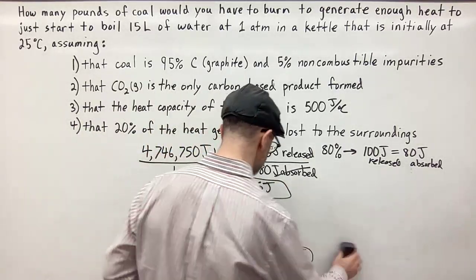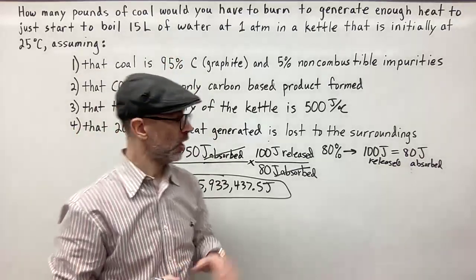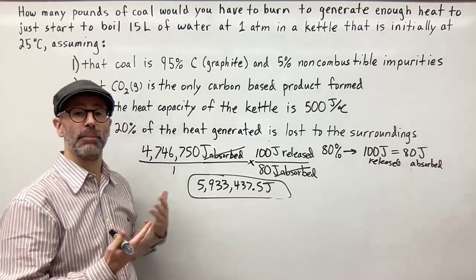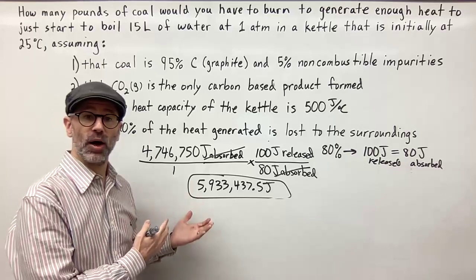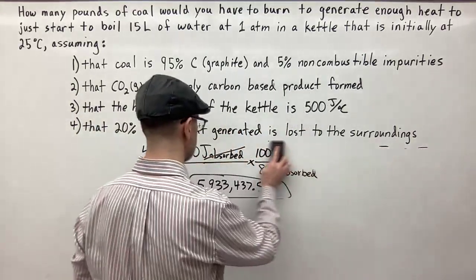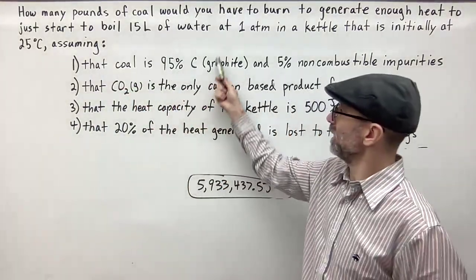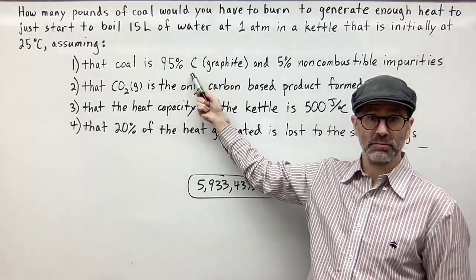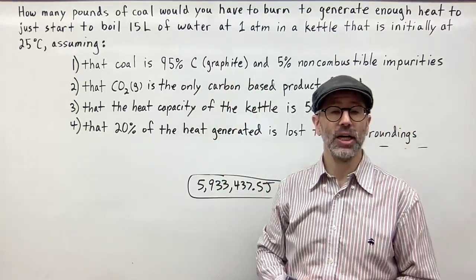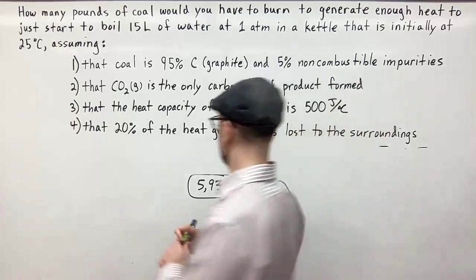Okay, great. But we haven't finished yet, because what are they asking for? They want to know how many pounds of coal you would have to burn. So we now know the amount of joules released by the burning of the coal. Now we need to go to our combustion reaction. Let me erase this, I don't need this anymore. We're told that the coal is 95% carbon, right? The graphite is going to react with oxygen to form carbon dioxide. Carbon dioxide is the only carbon-based substance.